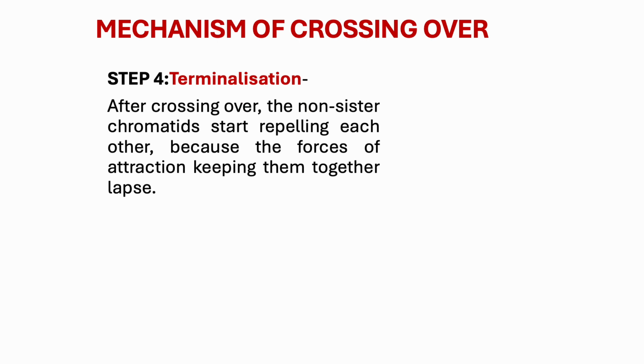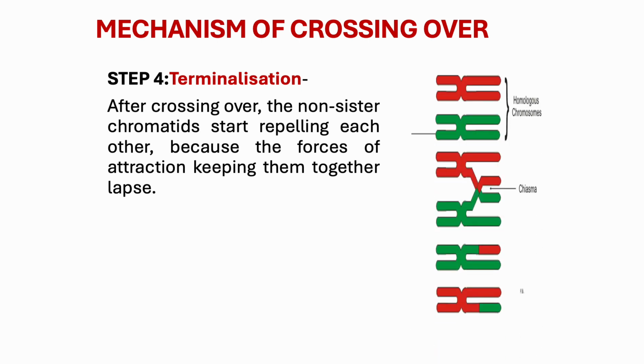After crossing over, the non-sister chromatids start repelling each other because the forces of attraction keeping them together will lapse. The chromatids separate from the centromere towards the tip, and in so doing, the chiasmata also start moving in zipper-like fashion towards the end. So, the movement of chiasmata is known as terminalization. Simultaneously, the chromatids condense and get shortened, and in diakinesis, the homologous chromosomes become separated except at their ends.